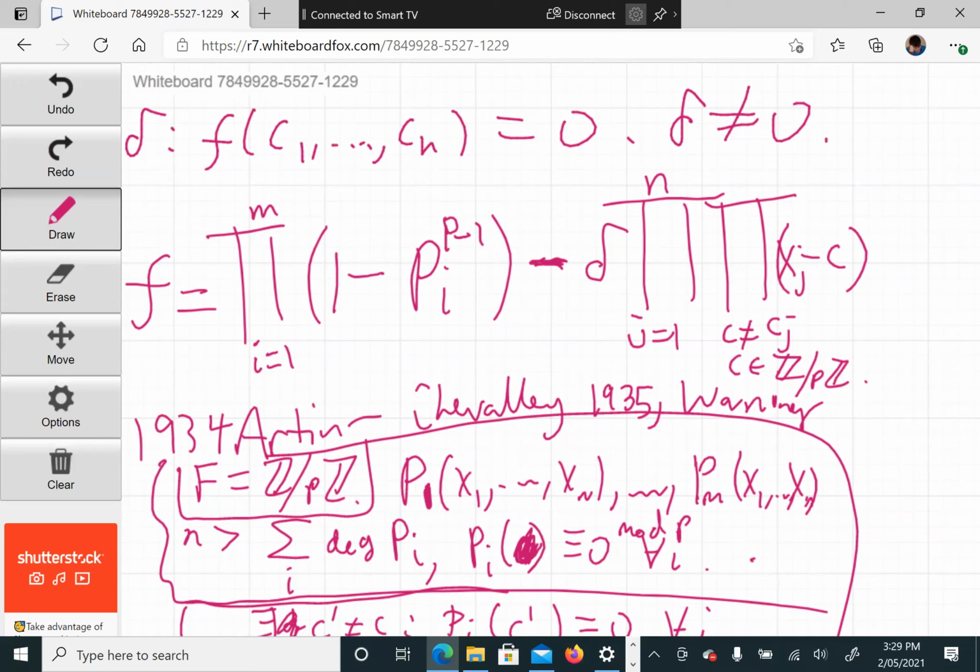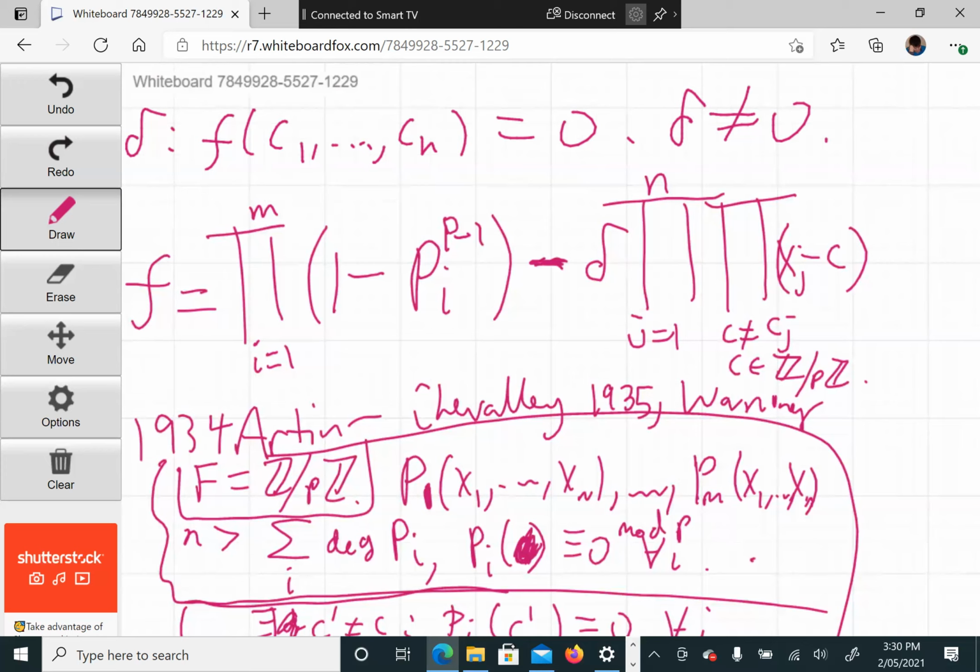So if that's 0, and 0 to the P minus 1 is 0, then that's just 1, right? So it's non-zero when you sub in the c there. So there has to be something here to make it 0, right? And delta is whatever it is to make it 0. So there's one delta that must exist.